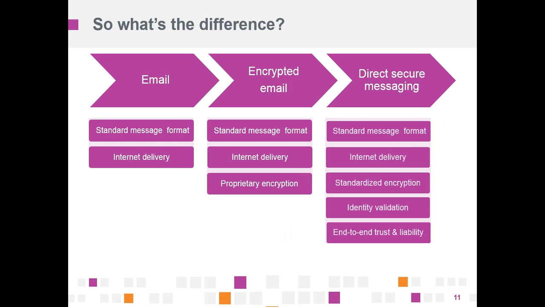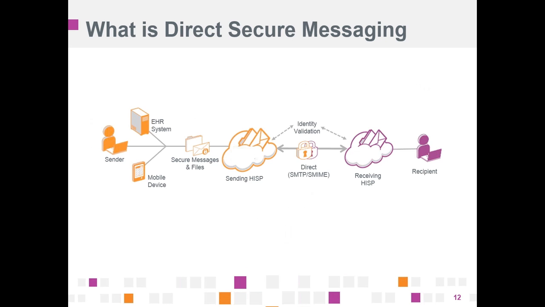So if we were to look at this from a picture perspective, the sender can either use their EHR or their computer, sometimes even a mobile device, to send their messages via their HISP. That HISP exchanges those PKI certificates between the sending and receiving HISP. They use that digital certificate to encrypt the message so that the recipient can then receive a secured message.